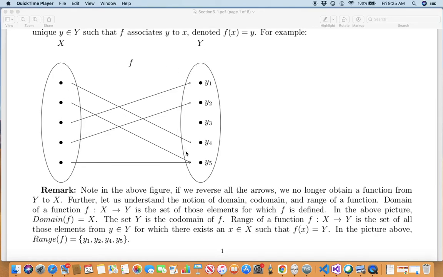Y is my codomain. Even things which are not hit, that's okay, that's codomain. Set Y is the codomain of f.